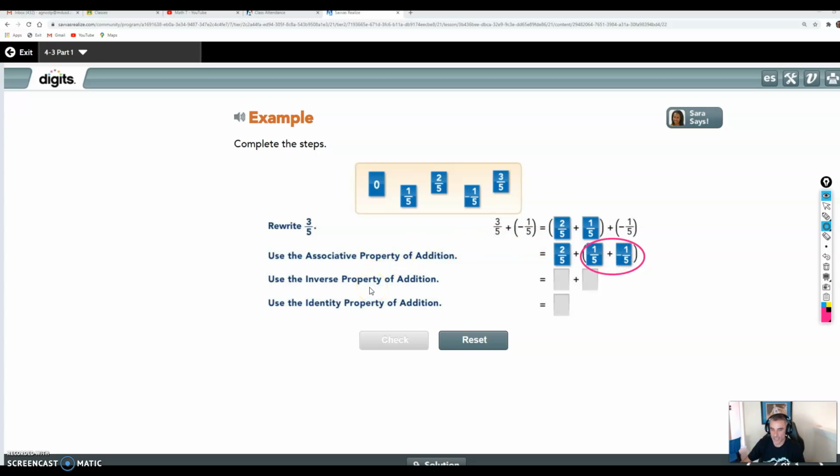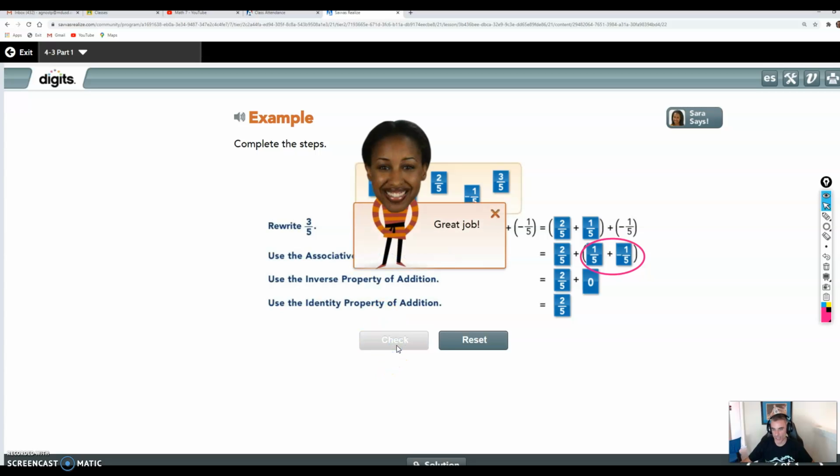So when we get to step 3, I still have my 2/5, but now 1/5 plus a negative 1/5 is equal to 0. Anything plus 0 is just that thing. So our final answer is going to be 2/5. All right? So the idea here is, hey, if we can break apart one of the numbers to create an additive inverse, then we can quickly eliminate that, and whatever we're left with is going to be our answer. So let's go ahead and check. Great job. I will probably do another question like this on a homework help video.